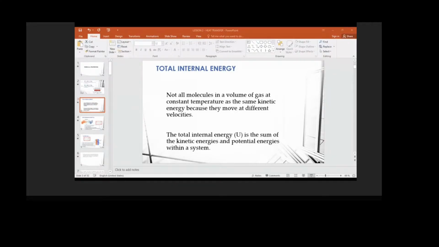All right. Now, the question I would like to ask is, why do you think the gas molecules will not have the same kinetic energy? What would cause it not to have the same kinetic energy? And so let's take that on.